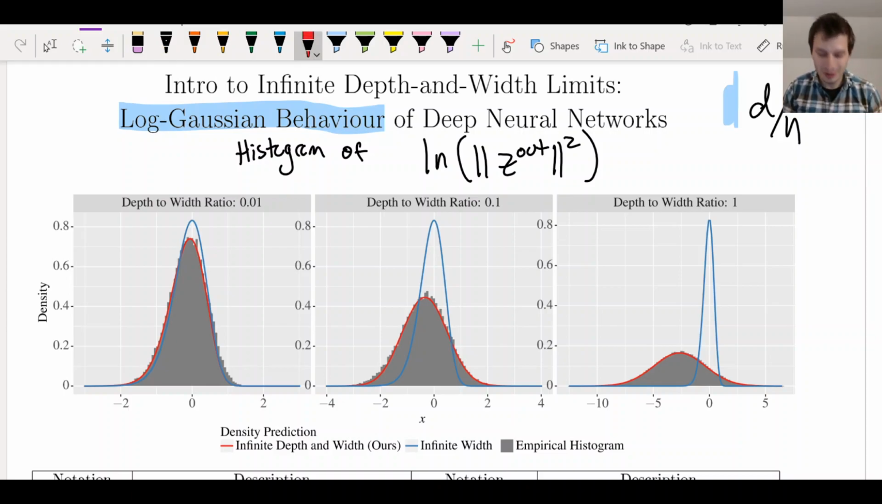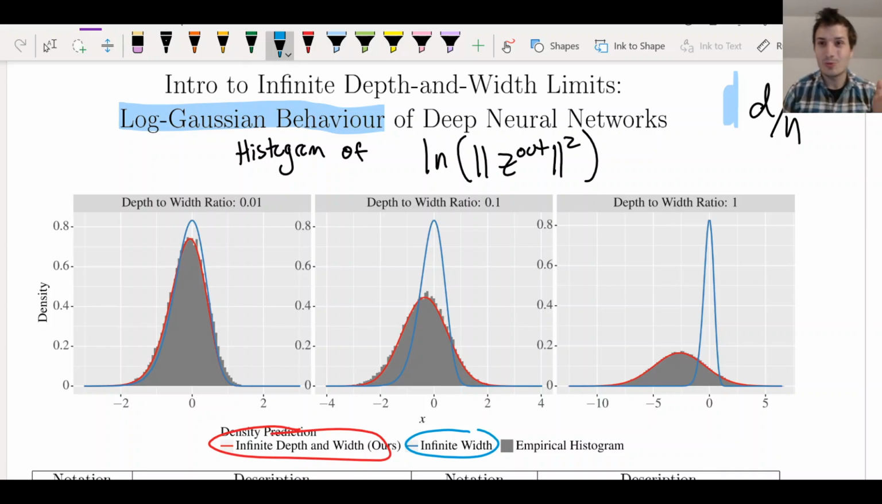The red curve is our prediction from the infinite depth and width limit. The blue curve is what you get if you only do the infinite width limit. And you can see the infinite width limit somehow doesn't know about the depth of the network. It doesn't take into account that as the network gets deeper and deeper, something funny is going on.